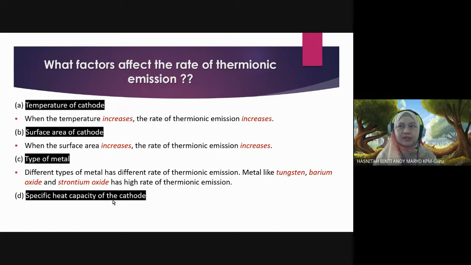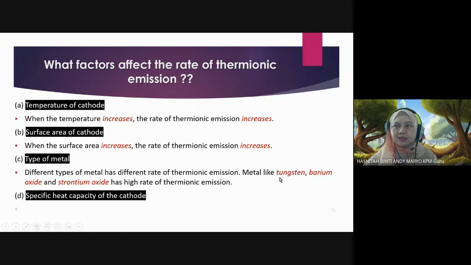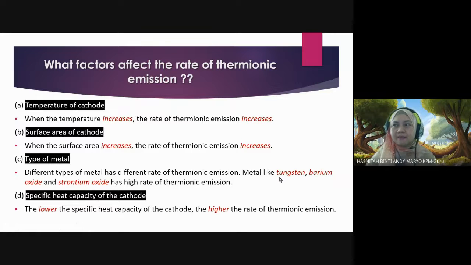So what do you think the relationship is between specific heat capacity and rate of thermionic emission? Inversely proportional. It means that a metal with lower specific heat capacity will have a higher rate of thermionic emission. Remember, they require only a small amount of heat to increase the temperature, so they release electrons in a shorter time. So again, temperature, surface area, type of metal, and specific heat capacity are the factors that affect the rate of thermionic emission, the emission of electrons from a heated metal surface.